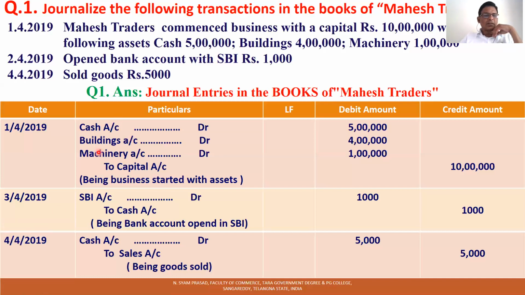So all assets accounts are debited and the liability account is credited. This is sometimes called the opening entry: cash account debit, savings account debit, machinery account debit, to capital. Next, open a bank account with State Bank of India.